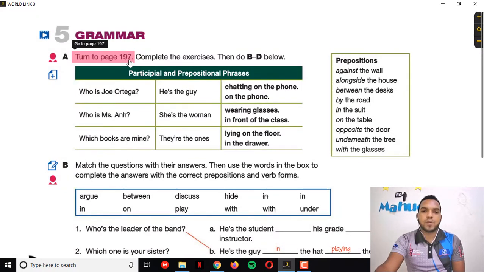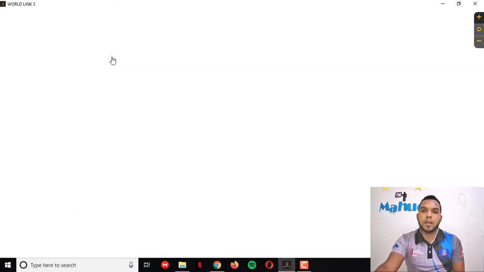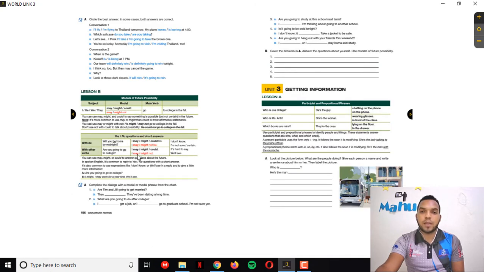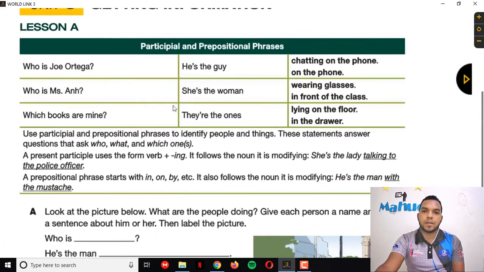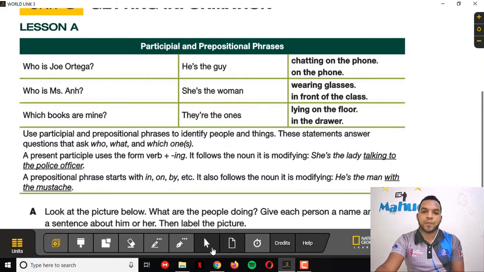Now, on page 197, you also have the same explanation the video was giving you, okay? This part over here. In this one, we have the participial and the prepositional phrase. So, who is Joe Ortega? You can say, he's the guy chatting on the phone. So verb plus ing, or he's the guy on the phone. Both ways of saying it are correct. Okay, so you can use both ways to answer.